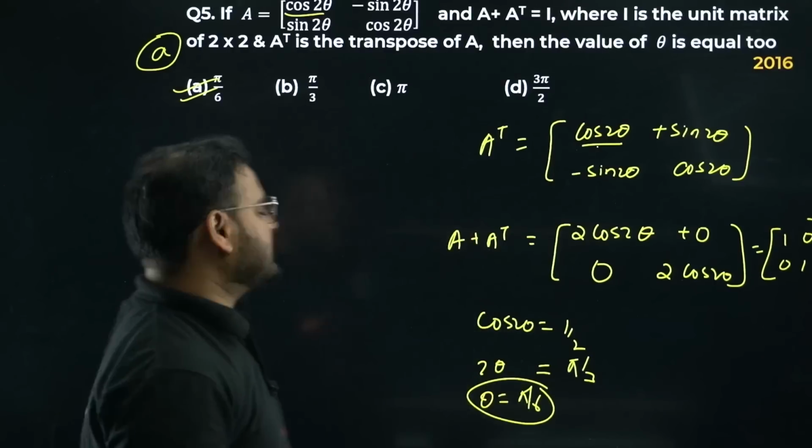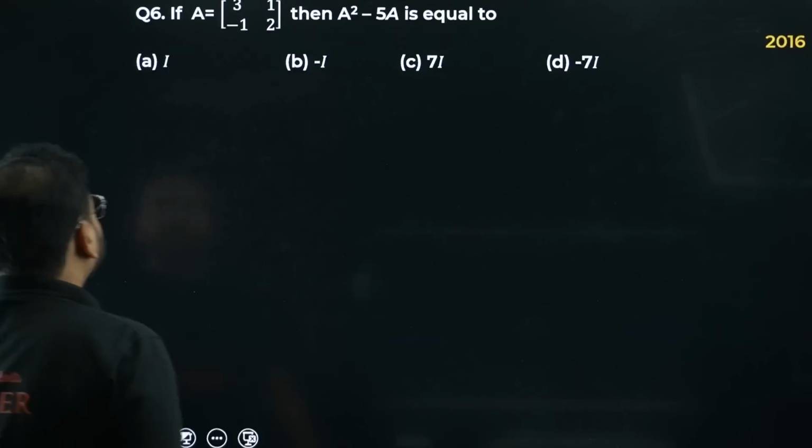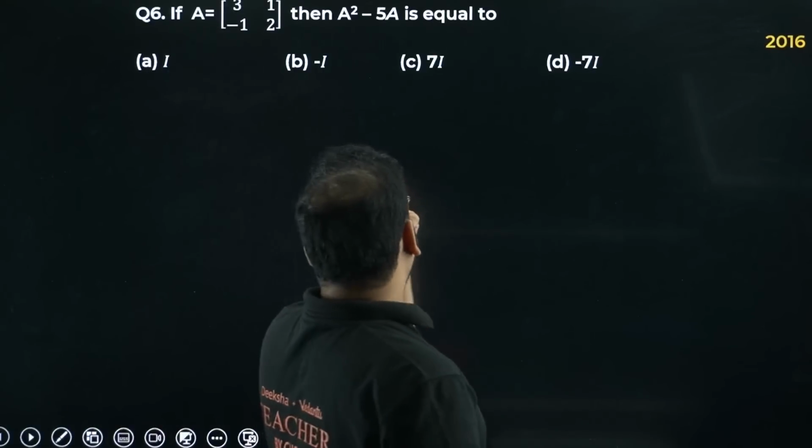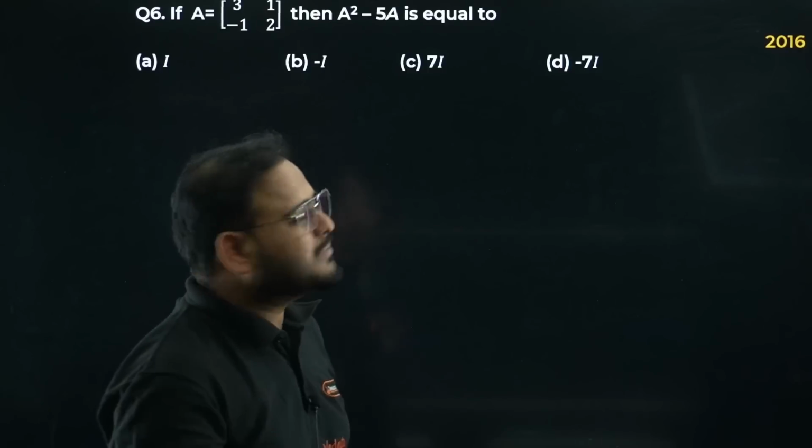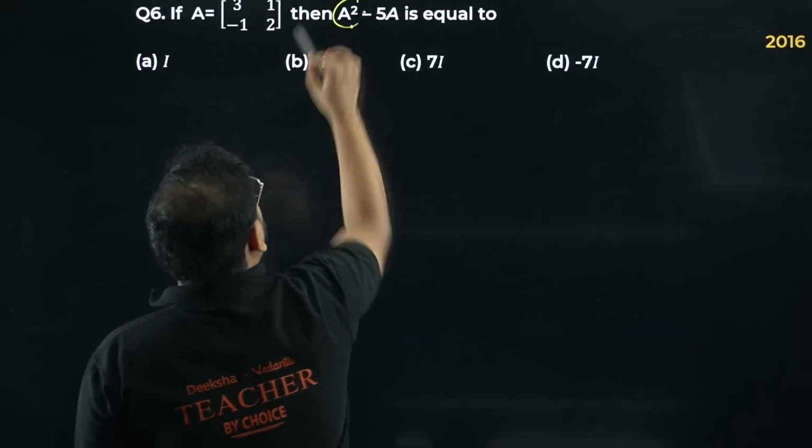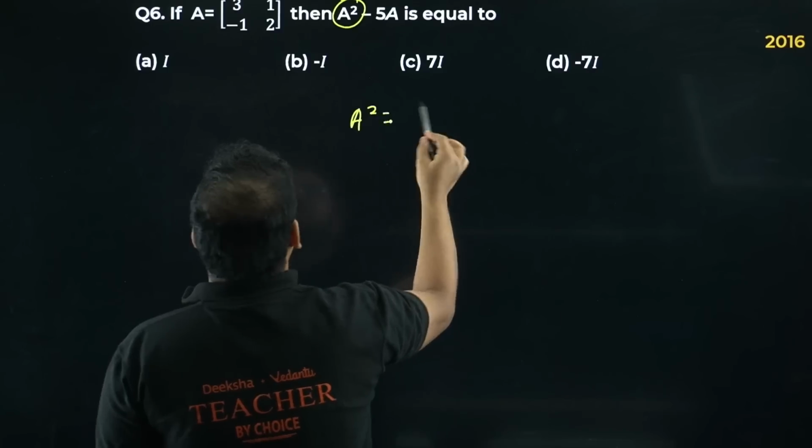Moving on to question number 6 now. So if A is [3, 1; -1, 2], A square minus 5A is equal to how much? Very simple, bacha. Do one thing now. Multiply A square, okay? Find A square, so like this.